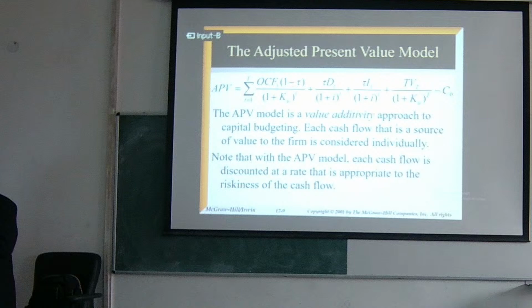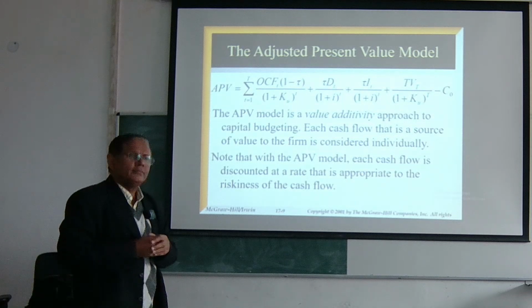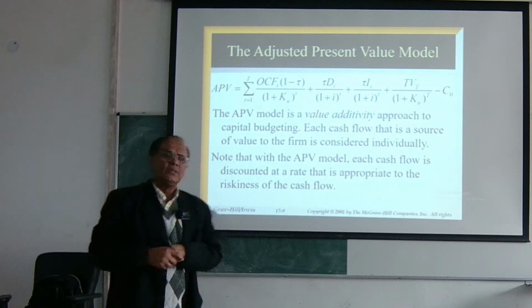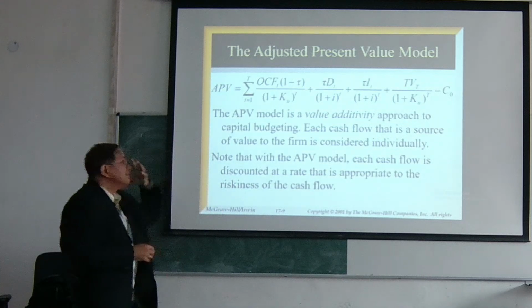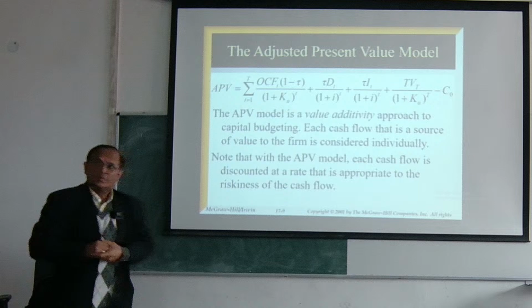So if you view that, you'll find out even discounting rate may not necessarily be same. It could be different discounting rate could be there. For example, look here, instead of K, it is going to be KU.